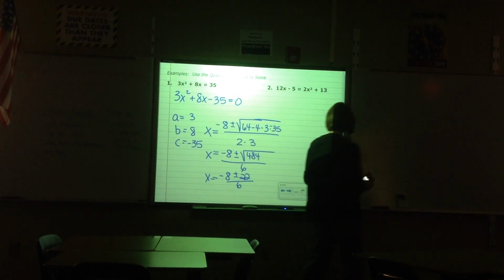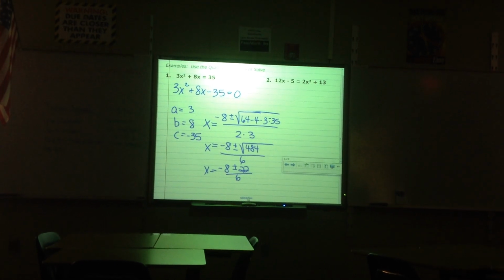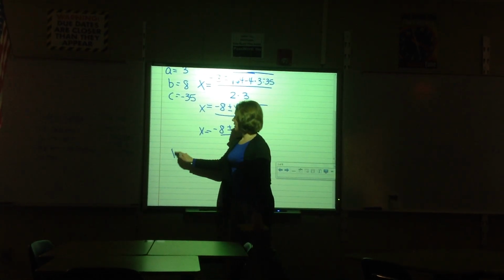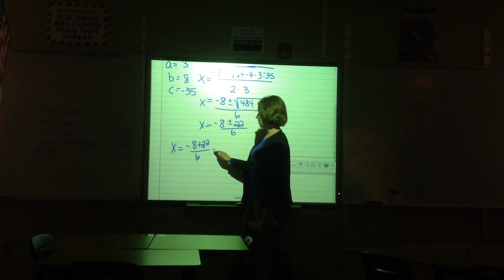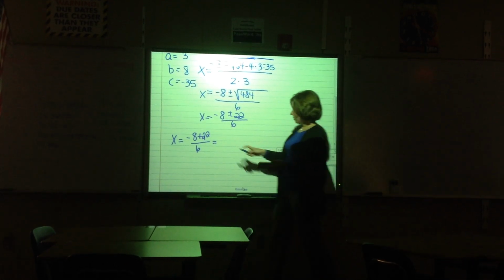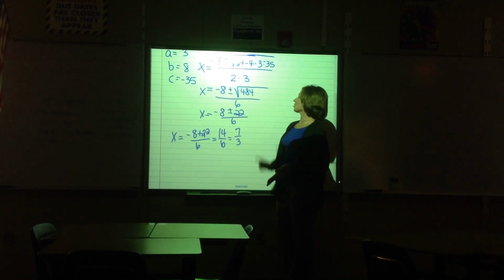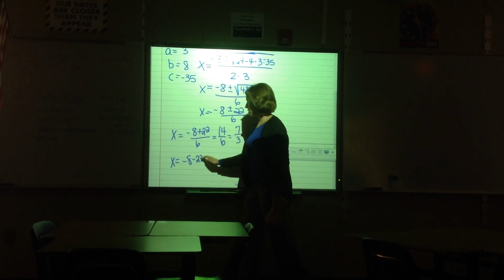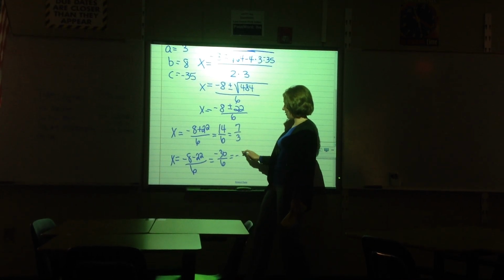Okay, so if you need to break it up, you can extend the page here. Break it up separate, you end up with negative 8 plus 22 over 6, negative 8 plus 22, 14 over 6, which is 7/3. That's your first answer. Your second answer, negative 8 minus 22 over 6. So negative 30 over 6, which is negative 5.